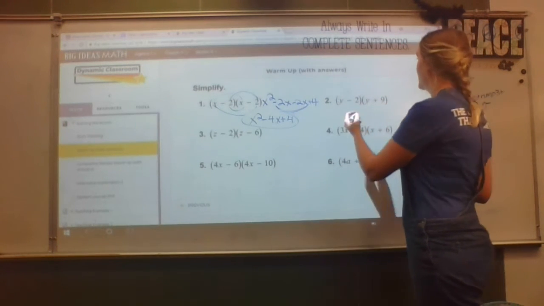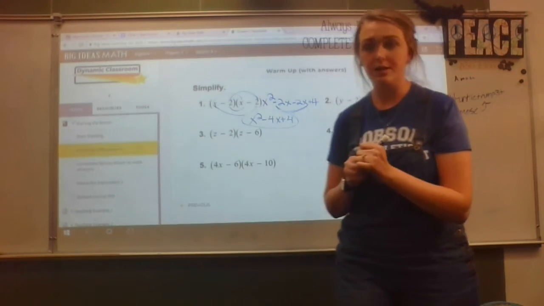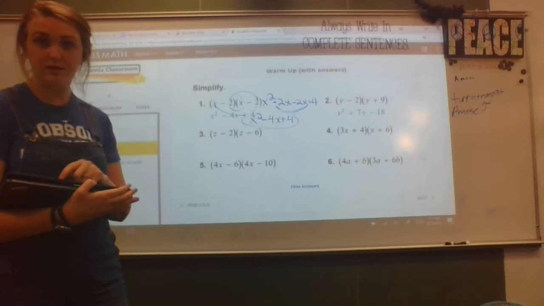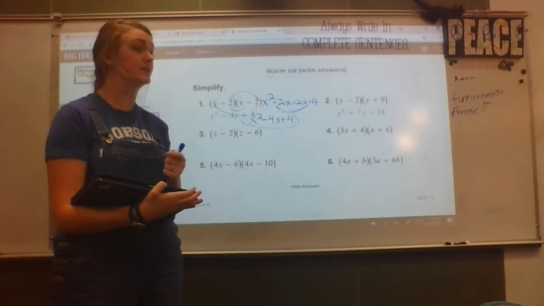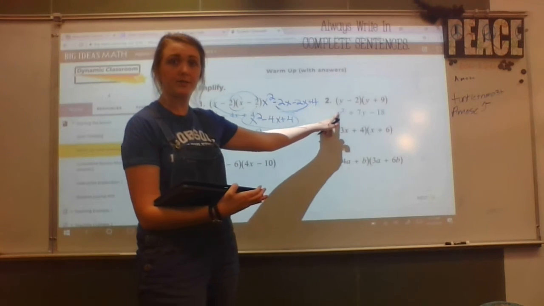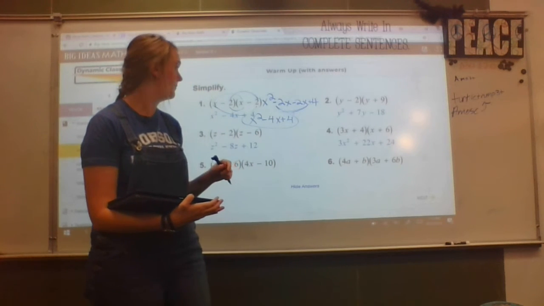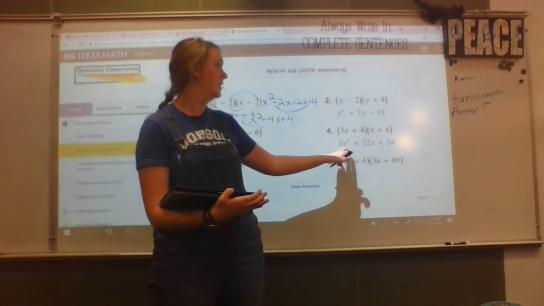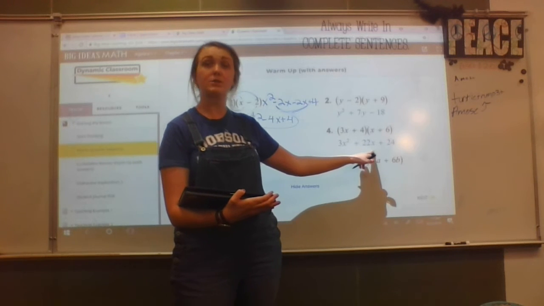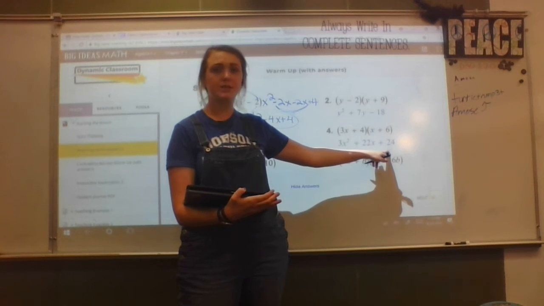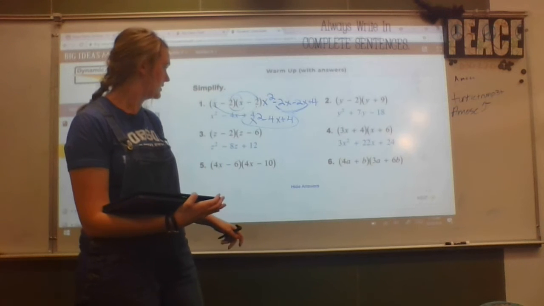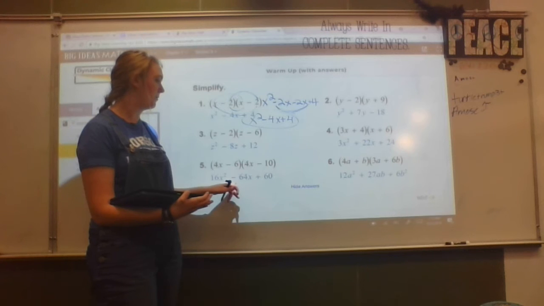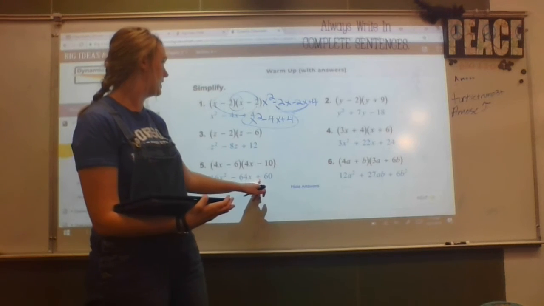Number 2, same thing. I'm just going to click through on these. You should end up getting y squared plus 7y equals negative 18. Then z squared minus 8z plus 12. This next one will be 3x squared plus 22x plus 24. I'm not sure if you guys can see that. 5 should be 16x squared minus 64x plus 60.